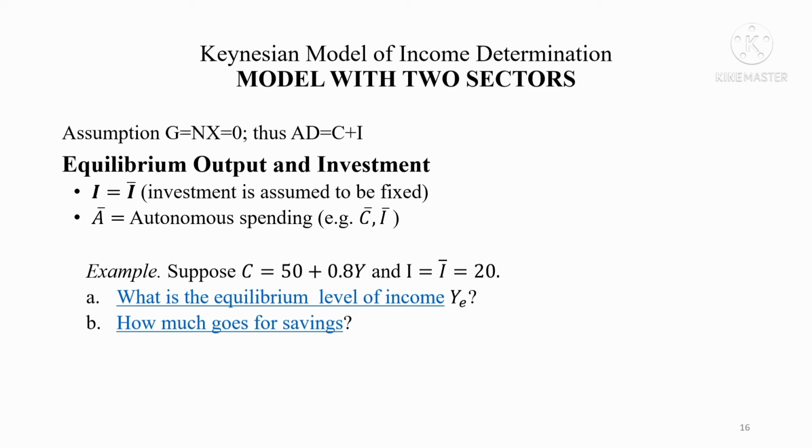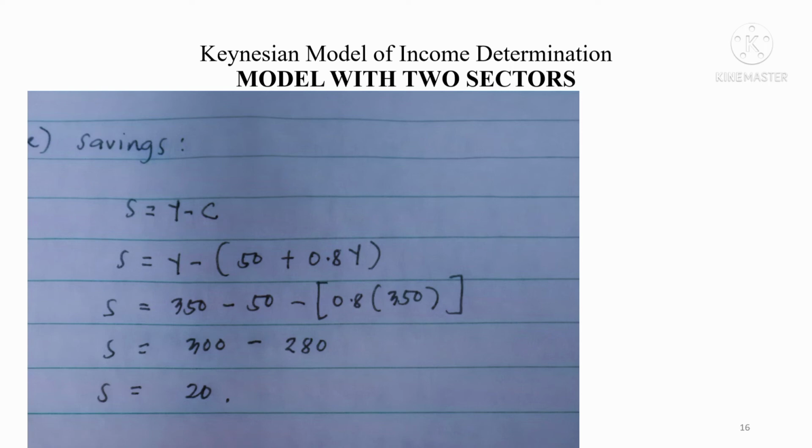Then how much goes for savings? Using the formula of the saving function, we have S = Y - C. So S = Y - (50 + 0.8Y). We will do the distribution and the rest of the math, and we come up with S = 20. So saving is equal to 20.